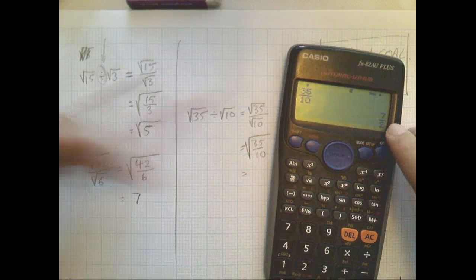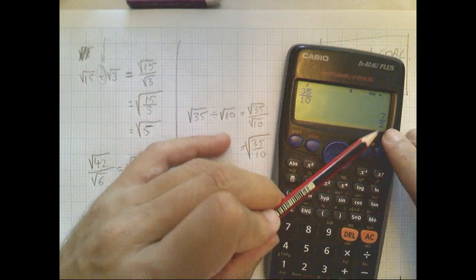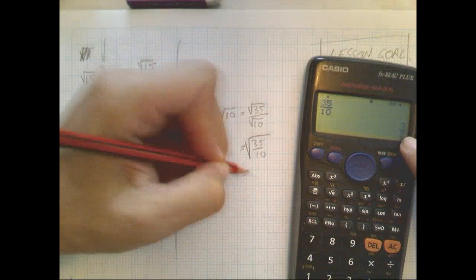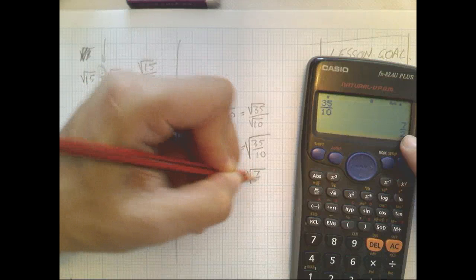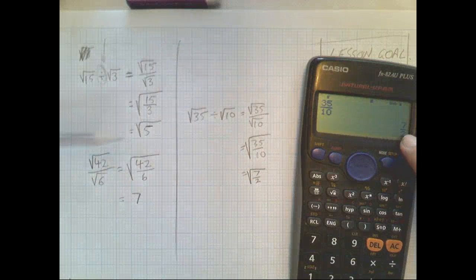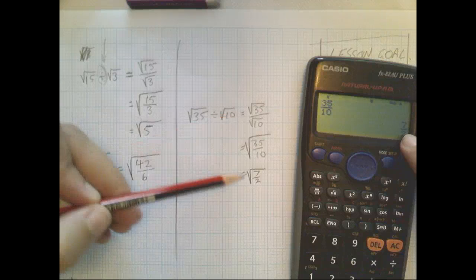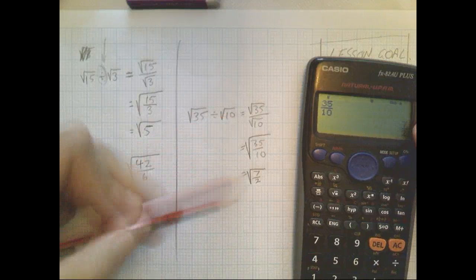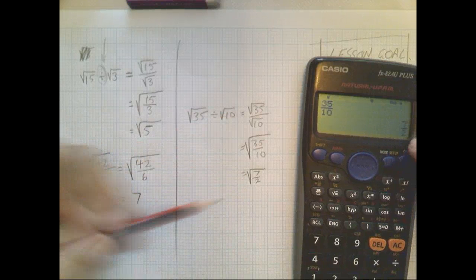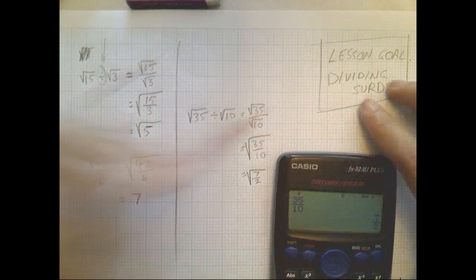Okay, and you can see that it gives me an answer of 7 over 2. So this can actually be written as the square root of 7 over 2. We haven't really answered it as such, but we've simplified it as much as it can be simplified. Okay, so that is dividing surds.